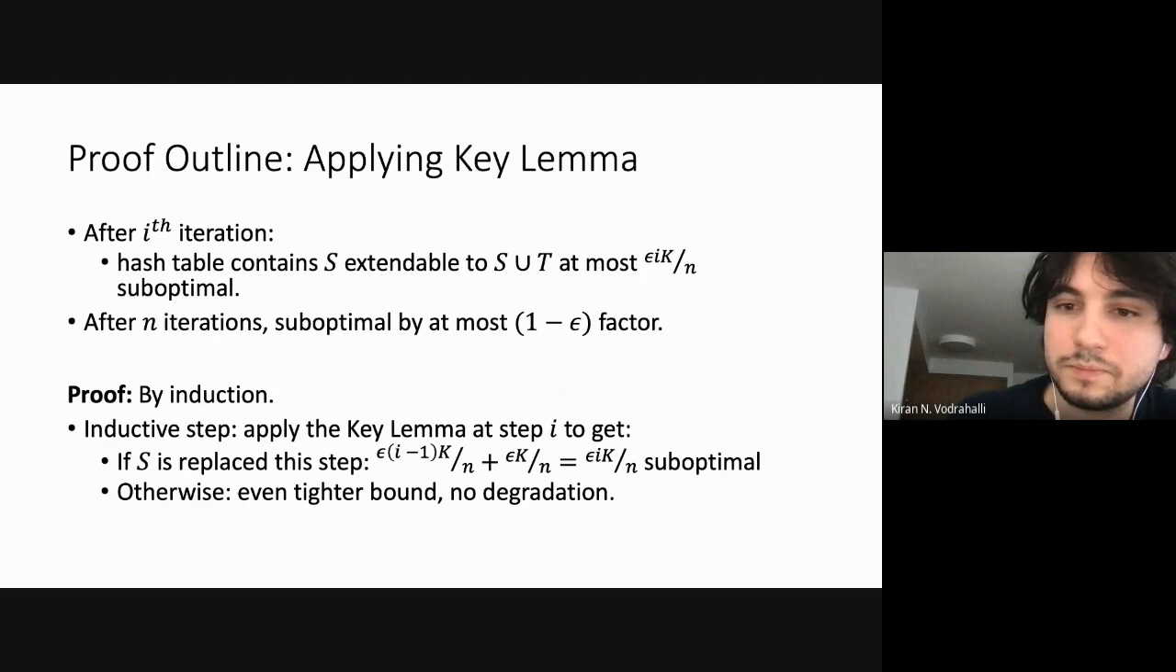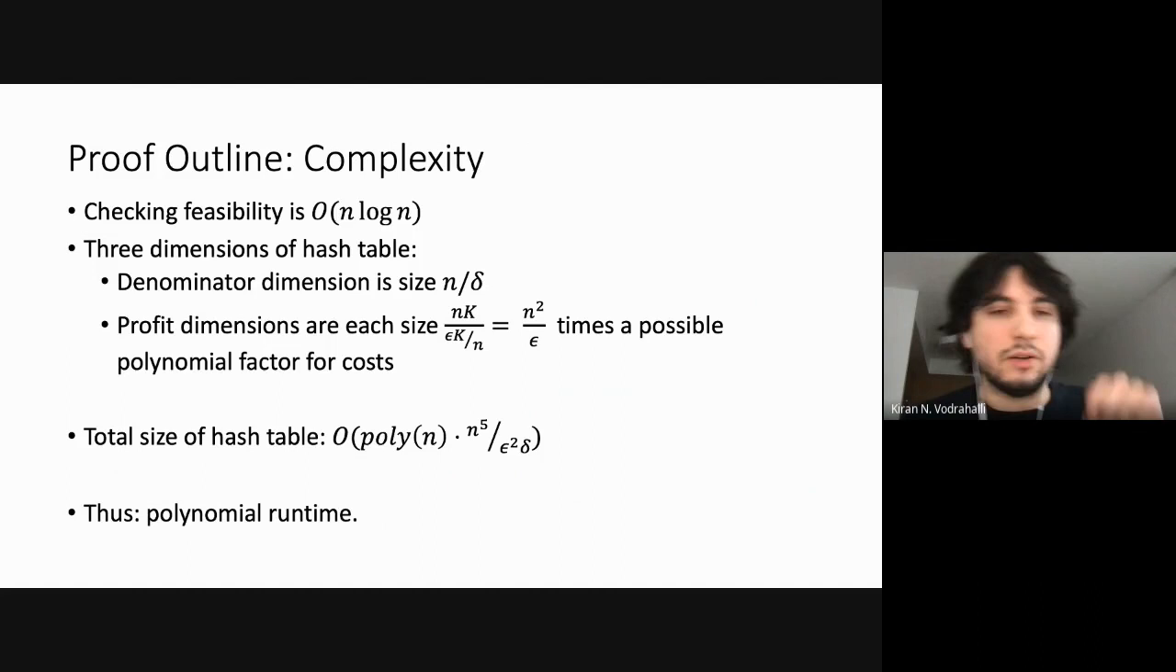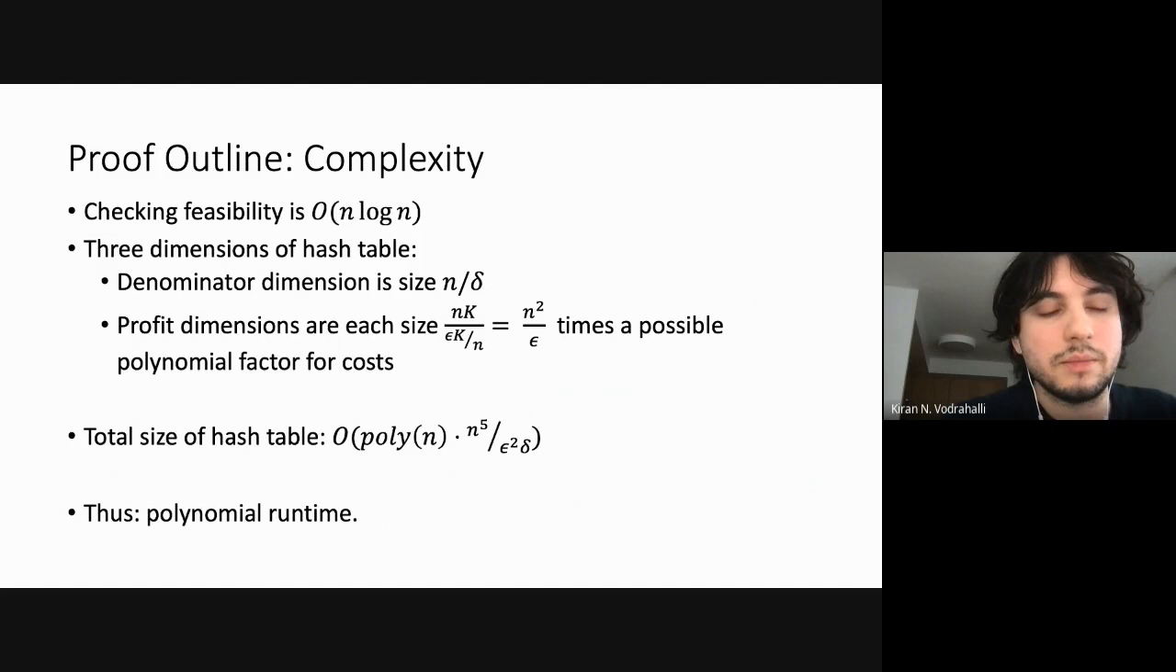Okay. And then the complexity is easy. It's n log n to check feasibility. The denominator dimension is size n over delta. And the profit dimensions are each size n squared over epsilon times a polynomial factor for the costs. Therefore, the overall size of the hash table is polynomial.